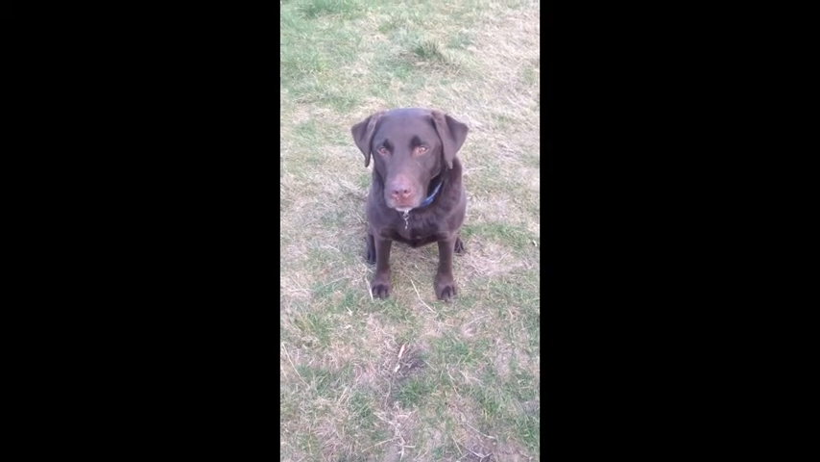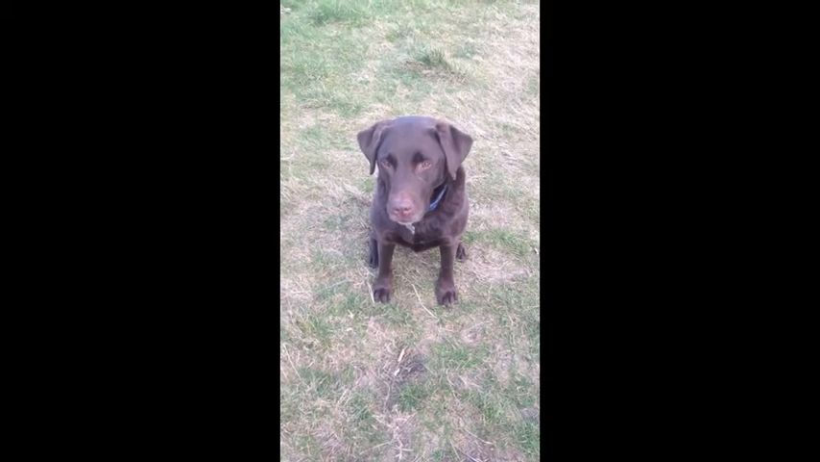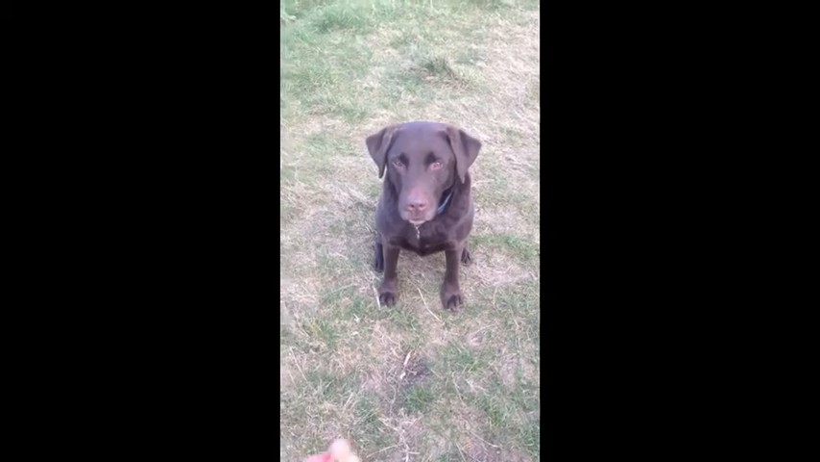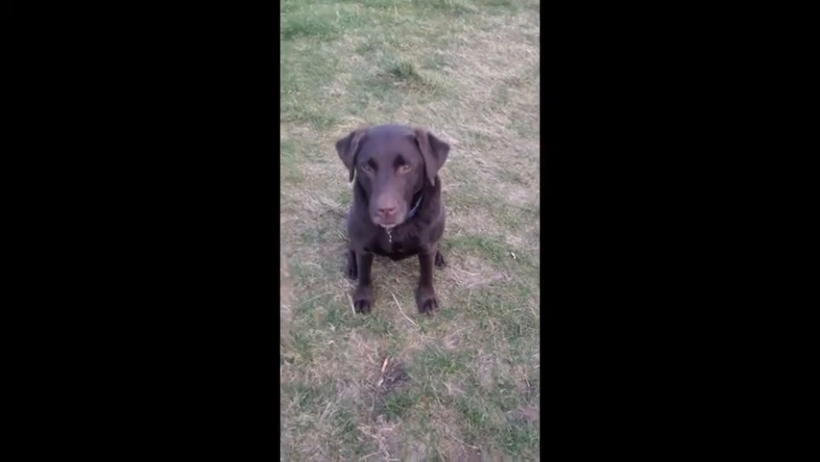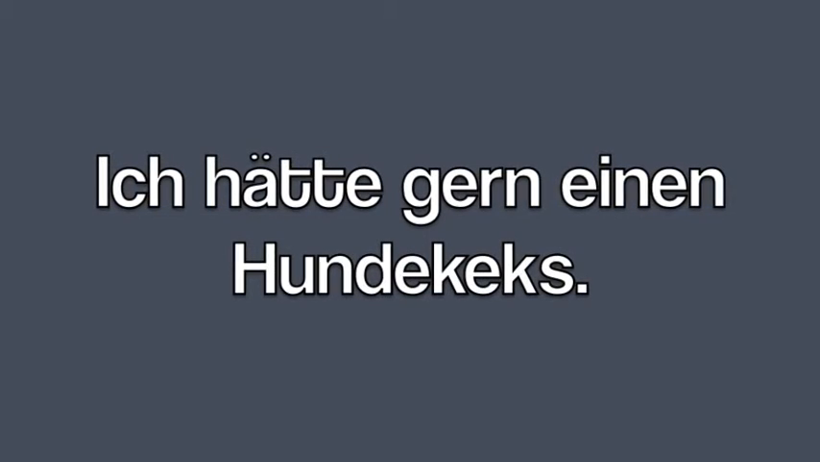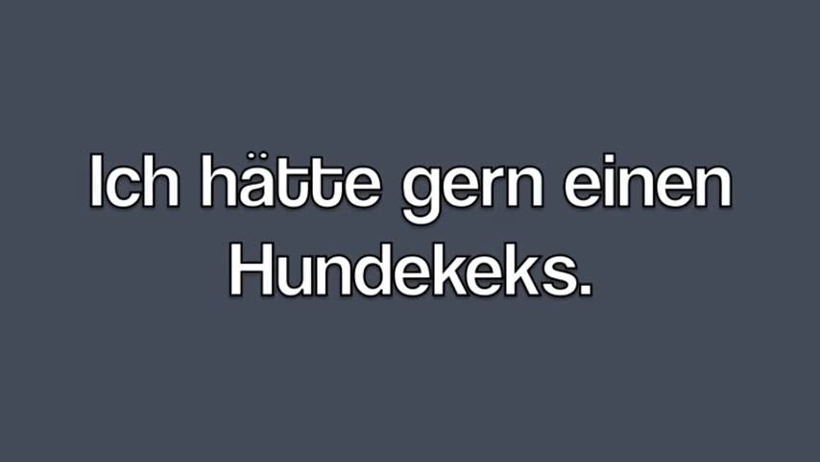So, now for some examples. Right now, if Ralph could speak, he would no doubt be saying, "Ich hätte gern einen Hundekeks." This would be an example of the polite request usage we saw earlier. In this sentence, the Konjunktiv II form of haben, so hätte, is used to mean would like.